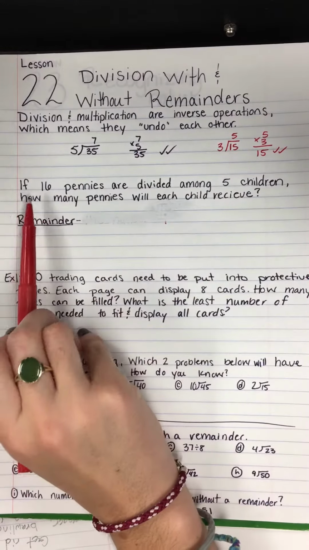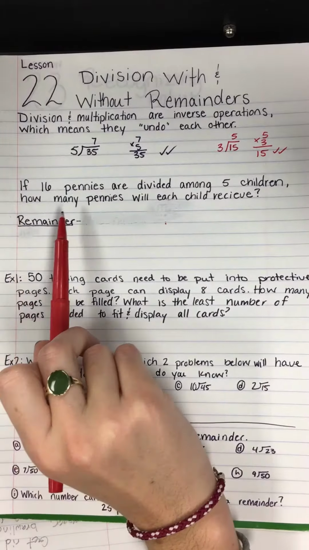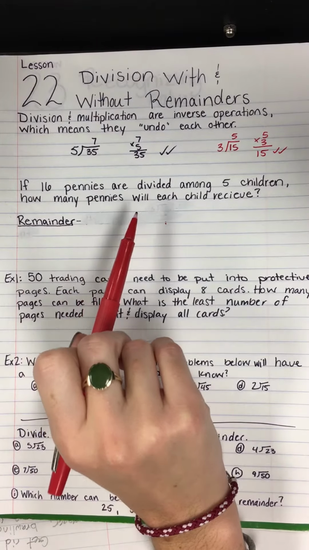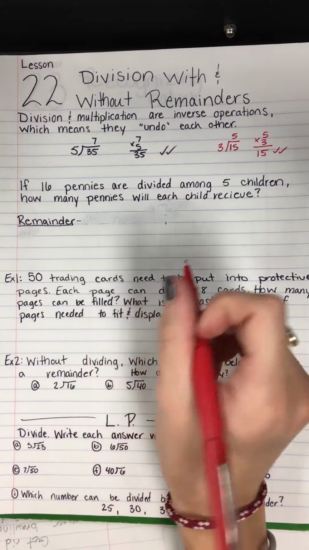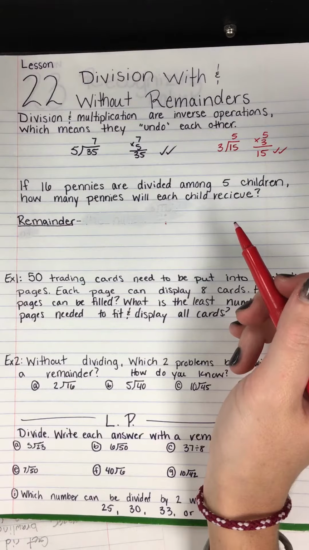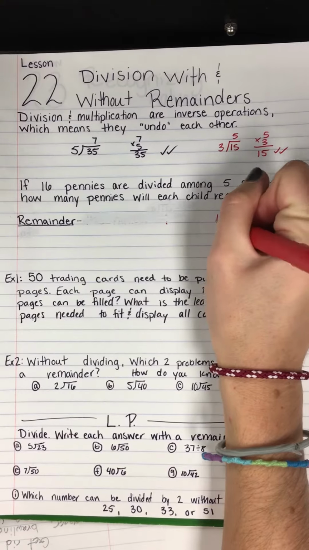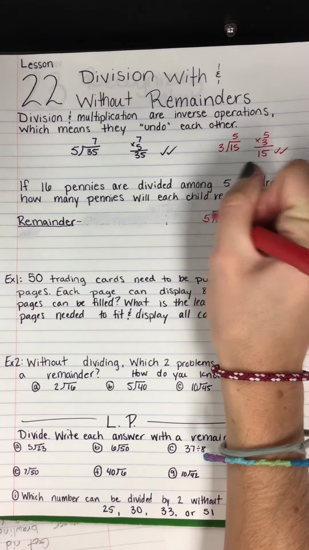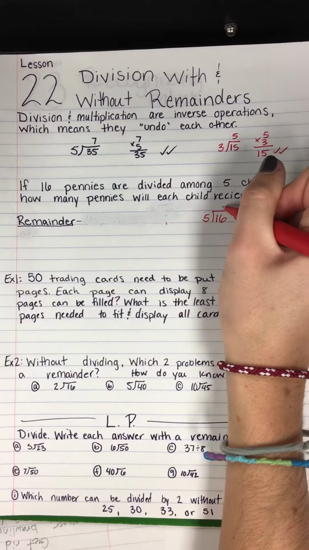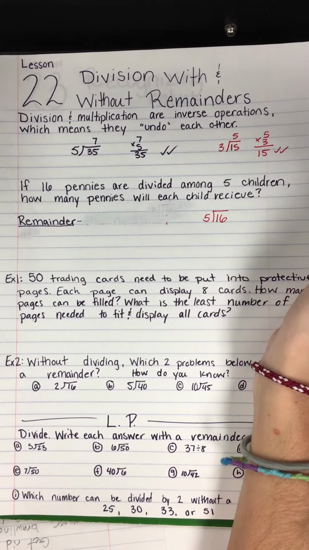All right. If 16 pennies are divided among 5 children, how many pennies will each child receive? If we try to divide 16 into 5 equal groups, we will find that there is no whole number that is the exact number. So we have 16 divided by 5. To answer the question, we think, what number of 5s is close but not more than 16? The answer to that question is 3.